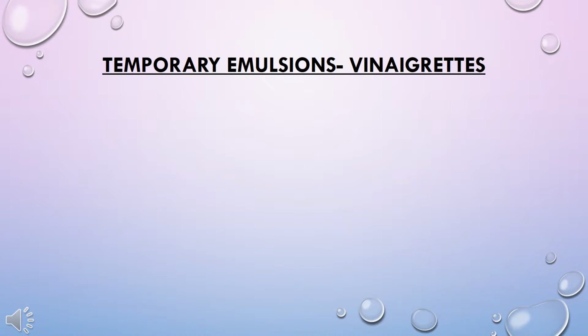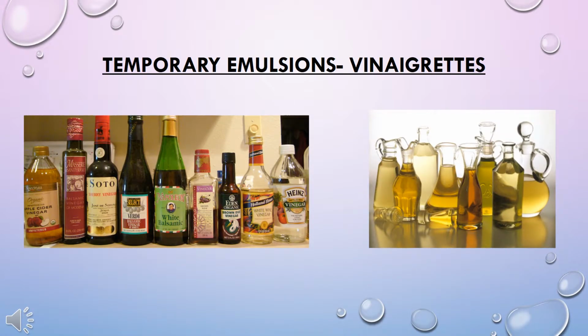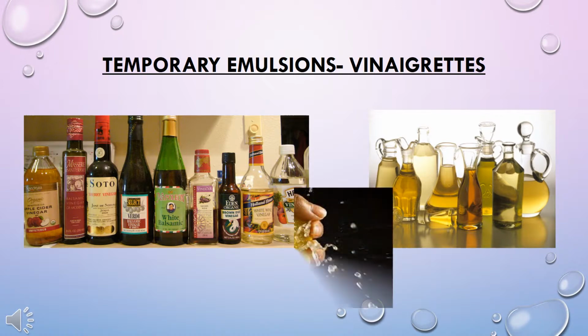A classic vinaigrette is the best example of this. The two basic ingredients in vinaigrette are vinegar and oil. However, vinegar can sometimes be substituted with other acidic liquids, such as citrus juice.